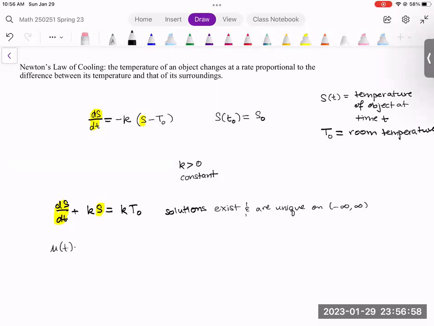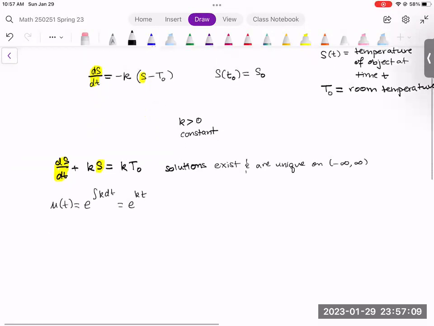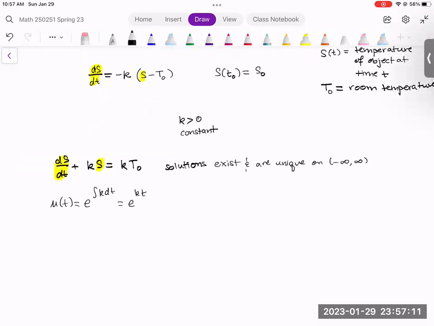U of t is going to be equal to e to the integral k dt, which is e to the kt. And we're going to multiply both sides by this integrating factor. On the left, we have a product rule derivative of s times e to the kt. And on the right, we have k times e to the kt times t naught.